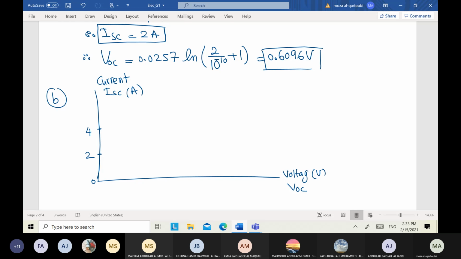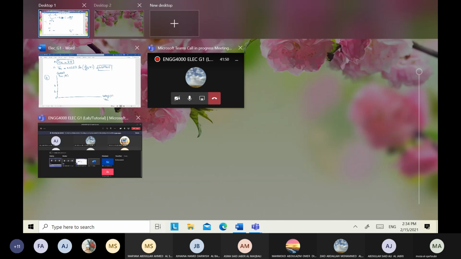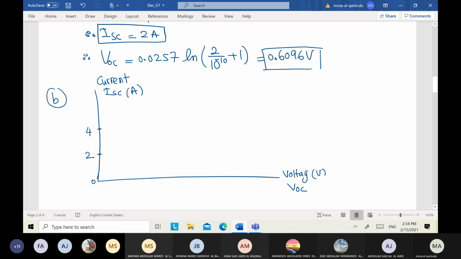Point in case 1, 0.6, approximately 0.63. Then for the second case at 50% it will be 0.6, approximately 0.61. So we can take as standard for the x-axis every 0.1 volt, depends on you, up to you, use any scale.